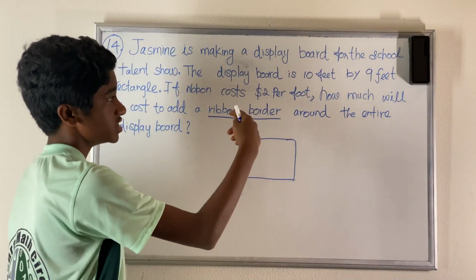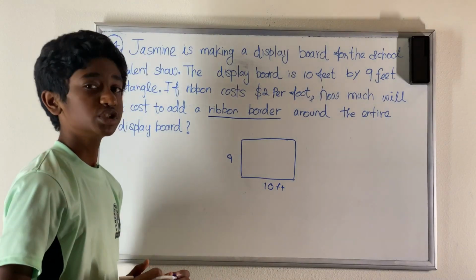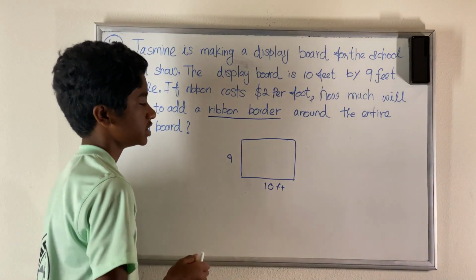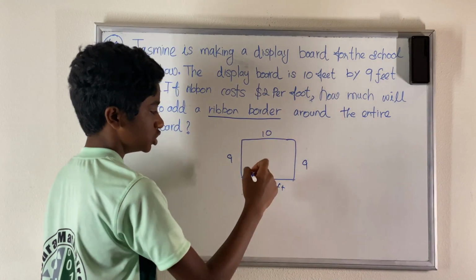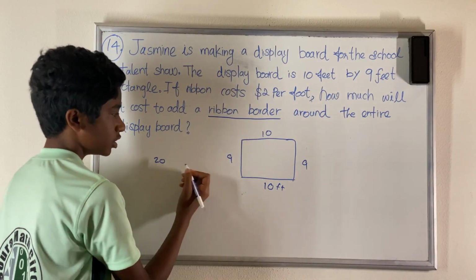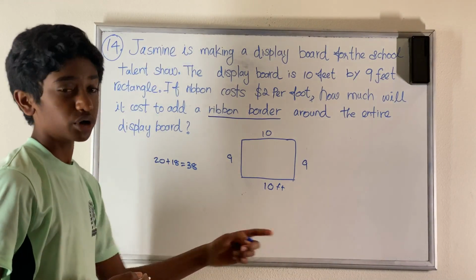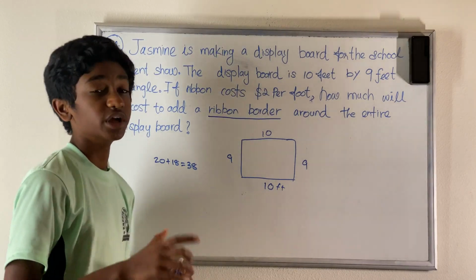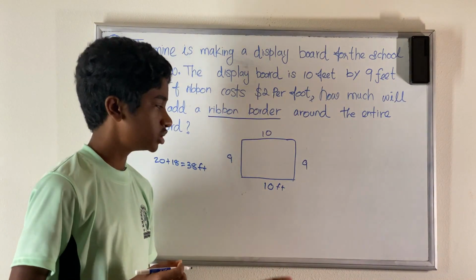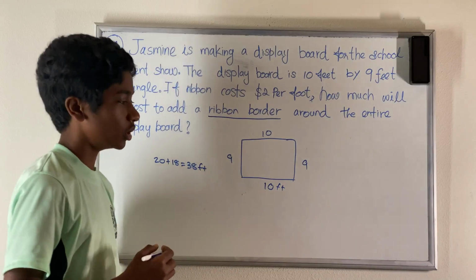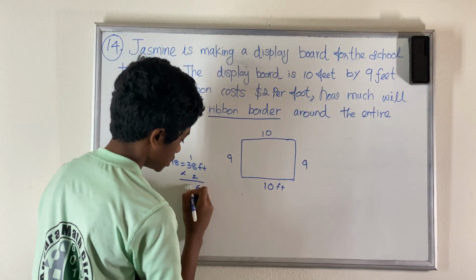That's a rectangle, and it's 10 feet by 9 feet. So first let's find the perimeter. The perimeter is 9 times 2, plus 10 times 2. So it's 18 plus 20, that is 38. So that's the perimeter, and that'll be 38 feet. And now since it costs $2 per foot, we have to multiply 38 times $2, and that is equal to $76.